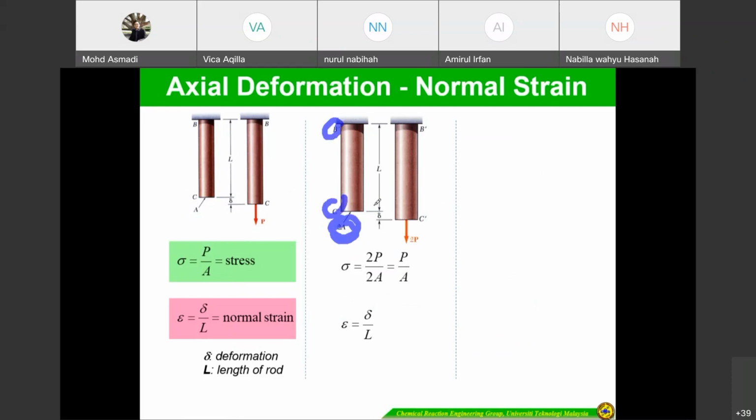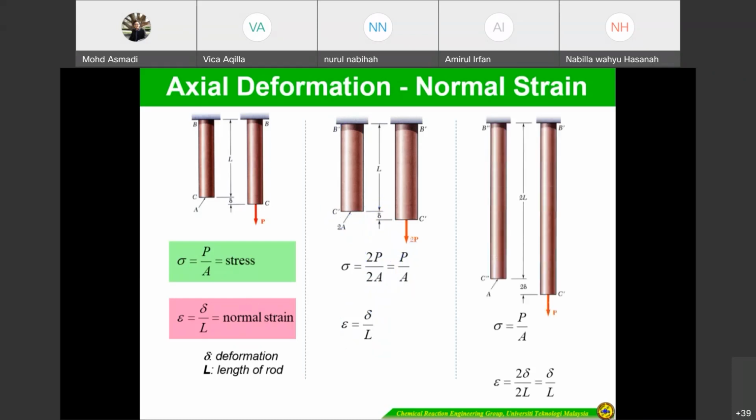So if you look at here, the same length is going to produce the same deformations. Although the force is double and the area is double, in terms of ratio it is the same. For the normal strain also the same. So for both cases, the deformations or the stress are going to be the same. And if we increase the length, B prime and double prime, and C prime, and then we apply force P, it is going to be the same. The normal strain ratio is also going to be the same.